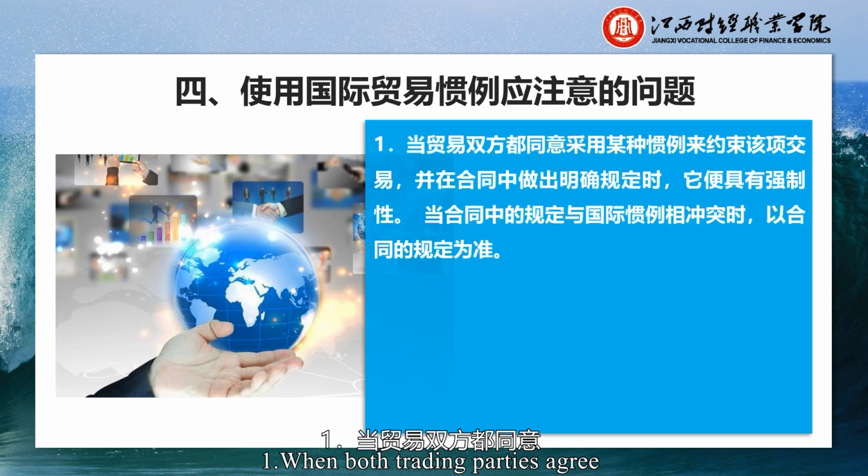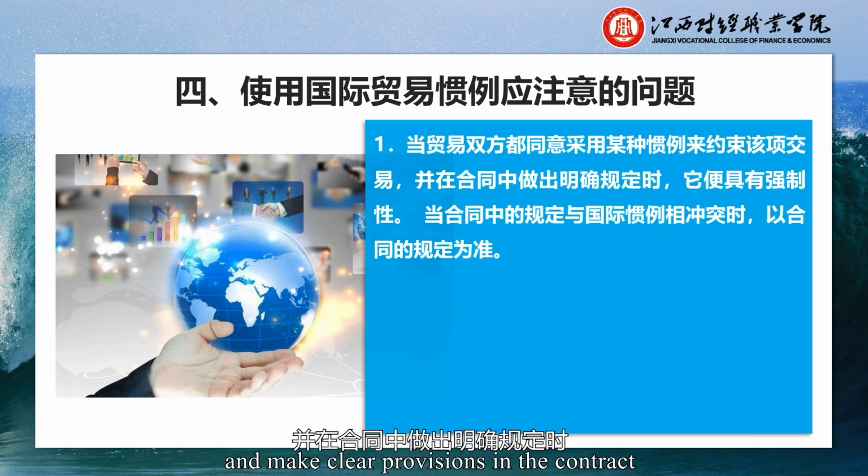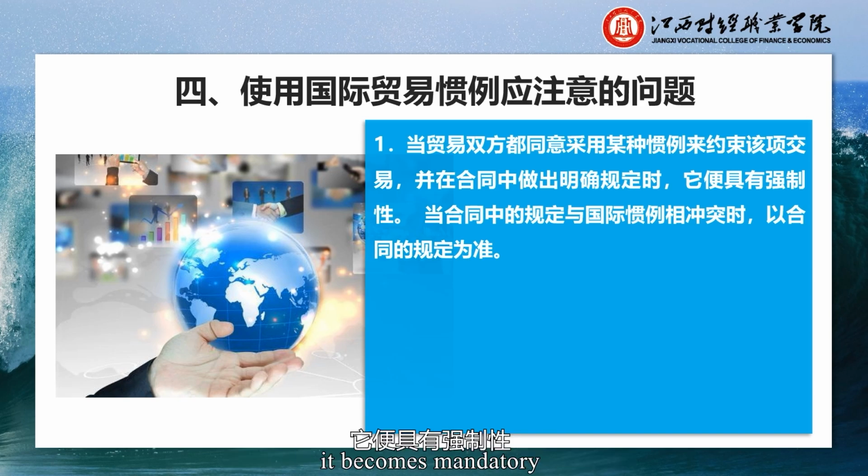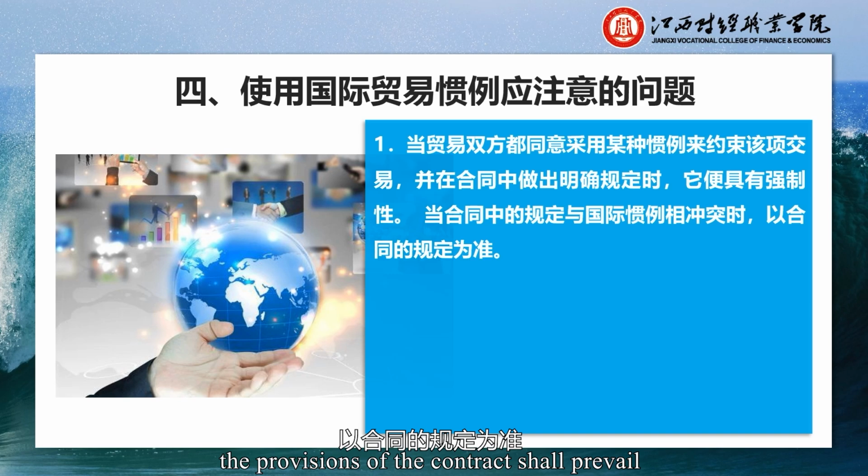First, when both trading parties agree to adopt a certain convention to constrain the transaction and make clear provisions in the contract, it becomes binding. When there is a conflict between the provisions of the contract and international conventions, the provisions of the contract shall prevail.